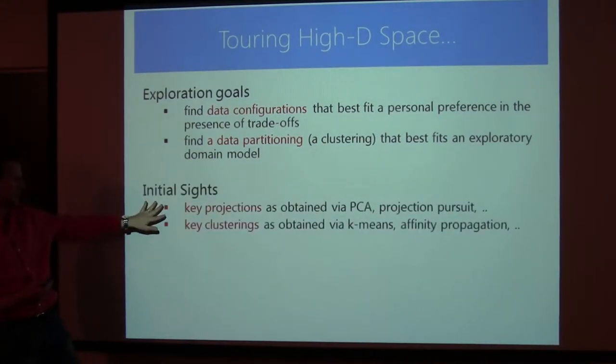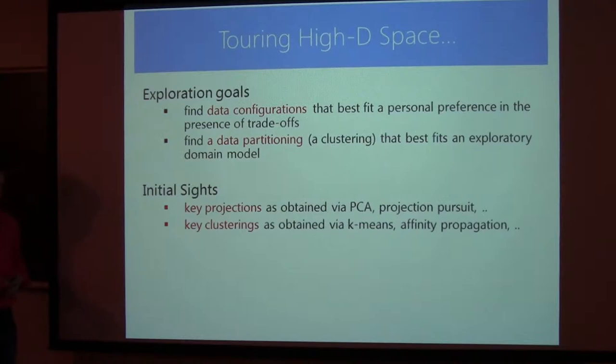So the initial sites would be things that the automated algorithm found that you trust, like PCA analysis or projection pursuit, stuff like this. Find some key projections, some key subspaces of the data that you can then explore more locally. The same thing with key clusterings, where you can run any of your algorithms and find some key clusterings that try to identify certain subpopulations, at least when they're easy.